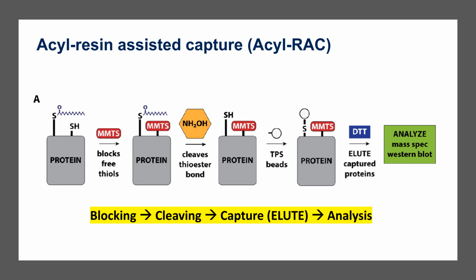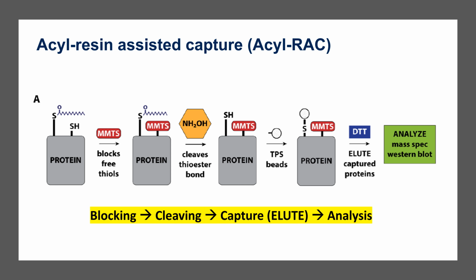Now we use a chemical, hydroxylamine, which is going to cleave this thioester bond. So it's going to cleave this bond right here, and this reaction creates a thiol group. So now you have this free thiol group while all the other ones are blocked with MMTS. And then we're going to be using these TPS beads, which are big, heavy beads that you can visibly see, to attach and react with this thiol group because it forms a covalent bond, which is a very strong bond.